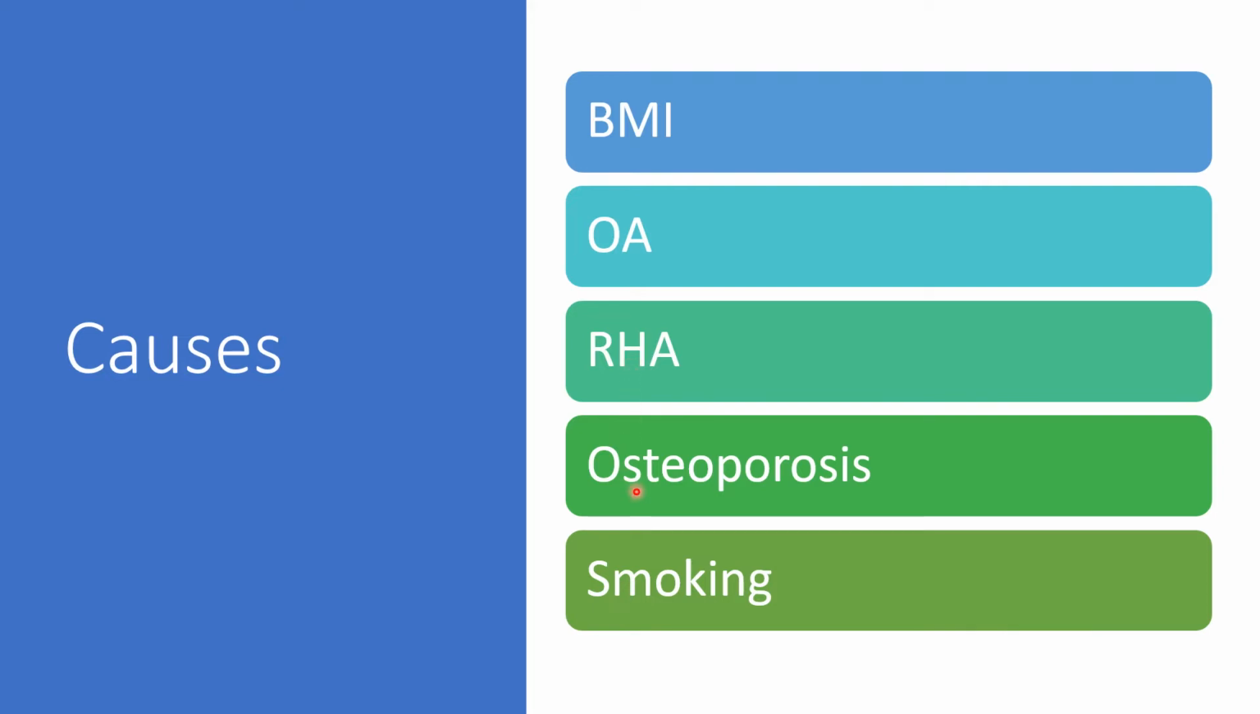Osteoporosis, elderly people, particularly postmenopausal women. Smoking. Smoking here will be a problem and lead to lower back pain when there's persistent coughing that may lead to disc herniation. It's not pretty common, but it's a possibility.